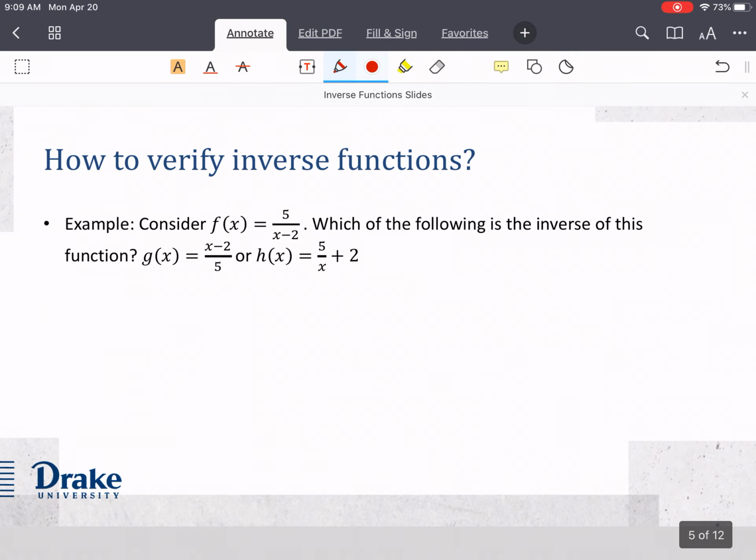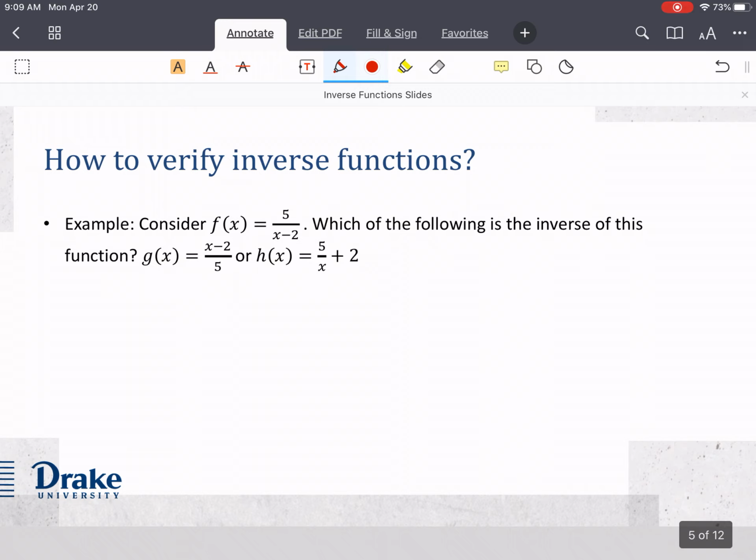So then how do we verify if a function is an inverse of another function? One way of illustrating this is taking a look at this example. Consider f of x equals 5 over x plus 2. Which of the following is the inverse of this function? g equals x minus 2 over 5, or h equals 5 over x plus 2.